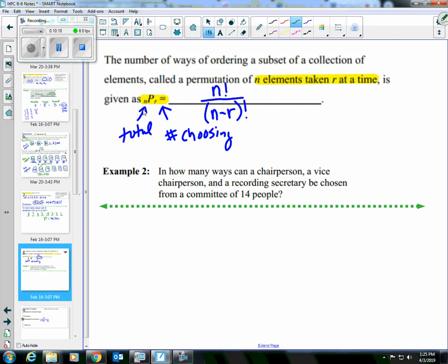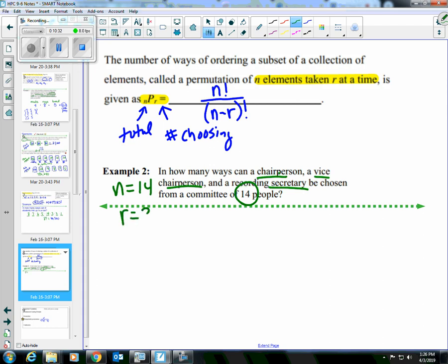It says, how many ways can a chairperson, a vice chairperson, and a secretary be chosen for a committee of 14 people? So notice why order matters. Order matters because it's different if you're the chairperson versus vice chair or secretary, right? You have different roles, so the order that you're selected matters. What that would be then is the n is the 14. You're choosing from 14 people.